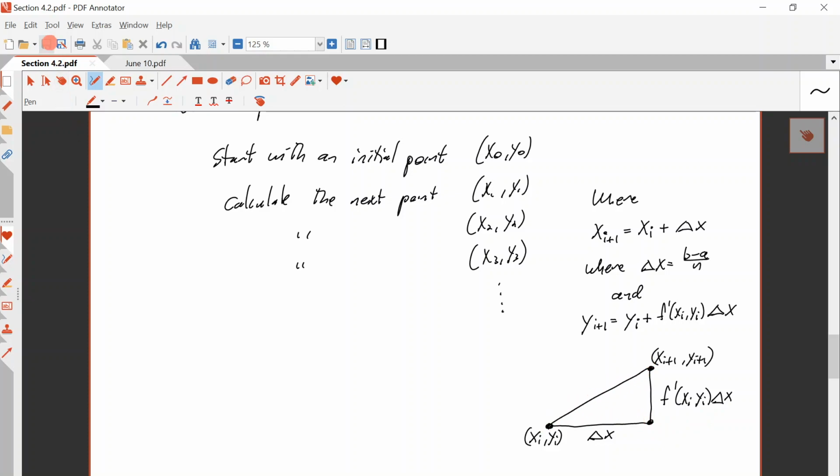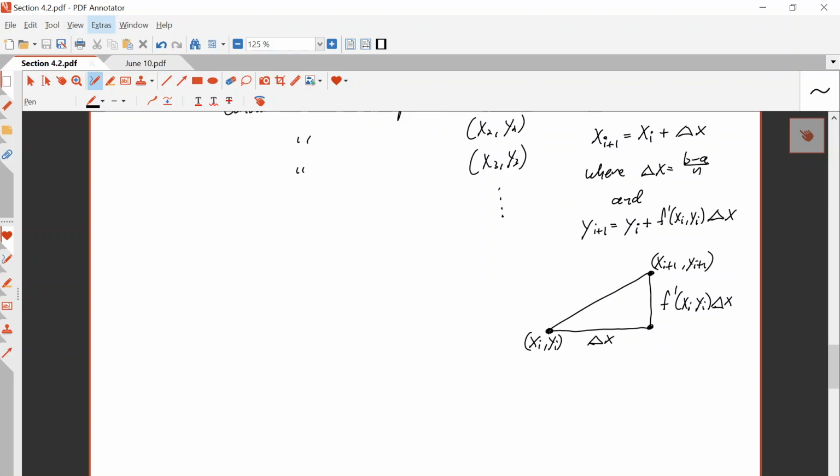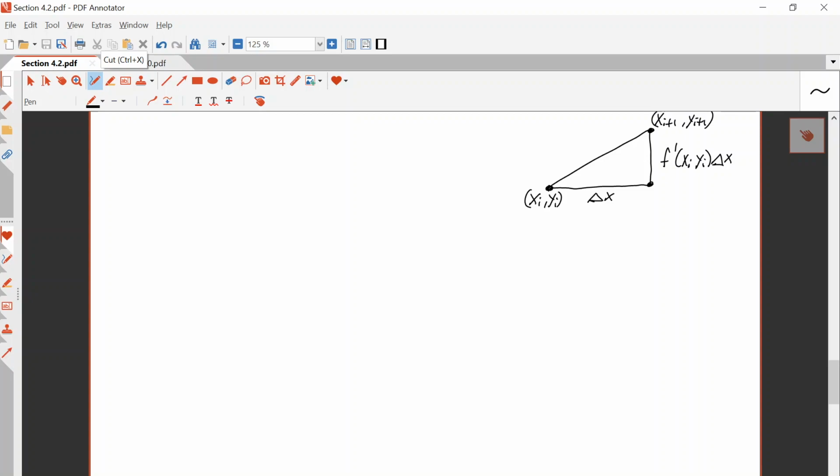So that'll give you some sort of approximation for small values of delta x in some very tiny interval. But you can't continue it too far because these are only approximations, and the error gets worse and worse as you go along.